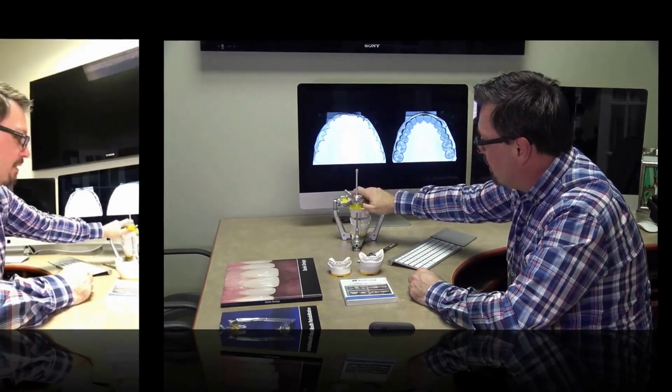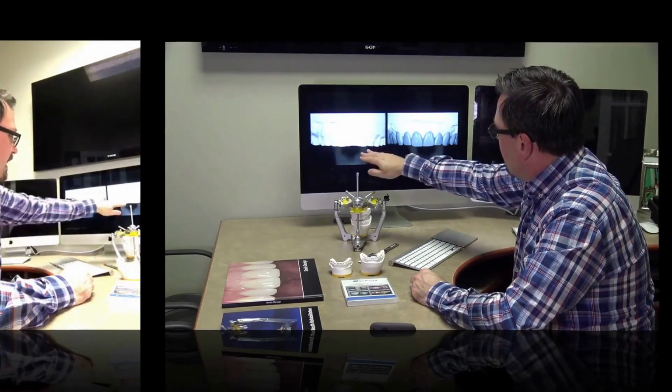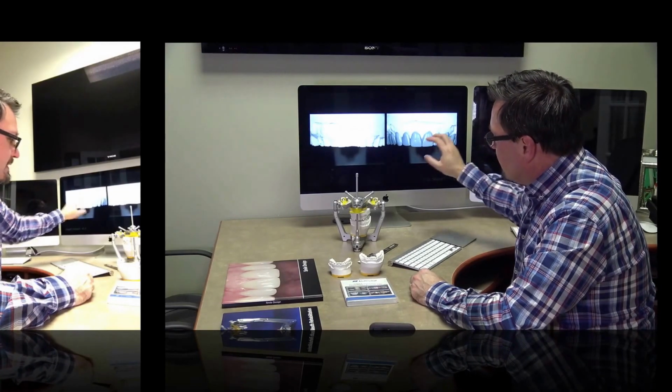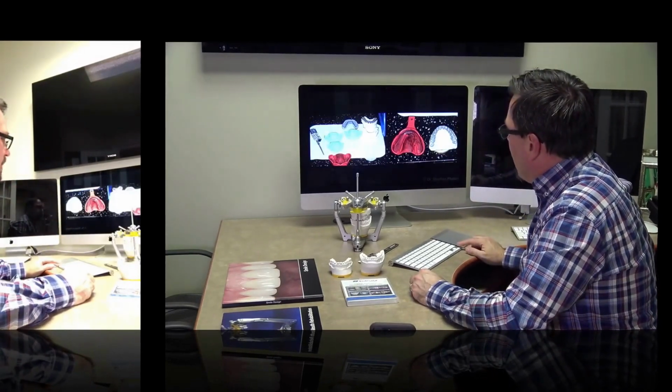Take your before model, create a diagnostic wax up. Here's the lower model, diagnostic wax up. Here's the upper model, diagnostic wax up. Similar tooth length increases needed by you. Lower model, diagnostic wax up. We take the diagnostic wax up and we make a series of guides to create the preparations of your teeth and the temporary restorations, which will test out what we've created on the diagnostic wax up.